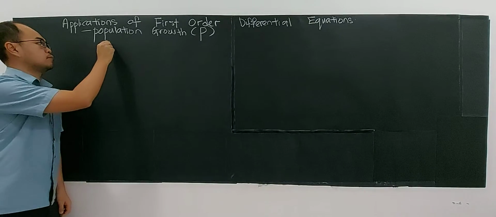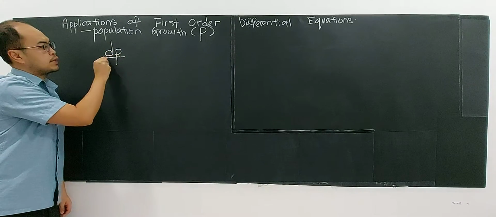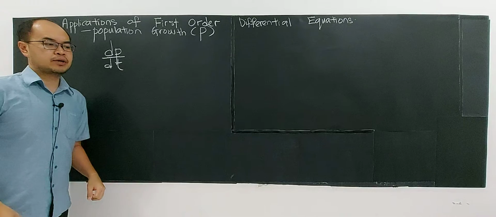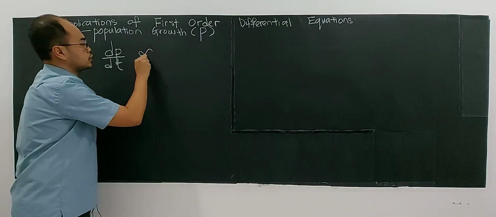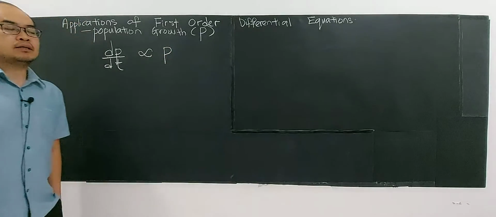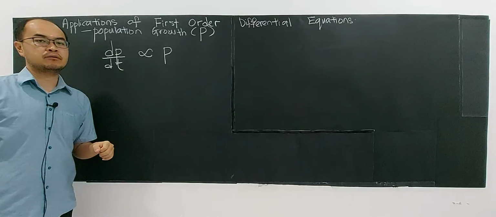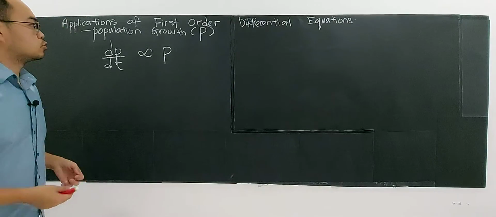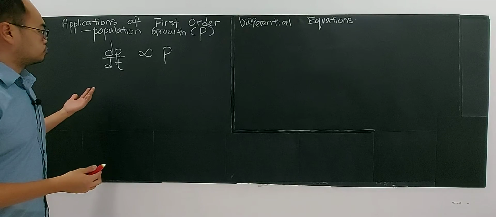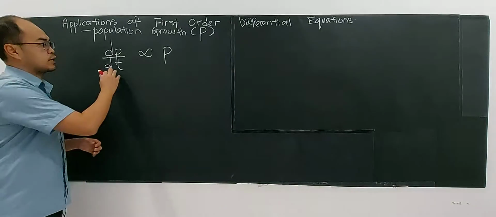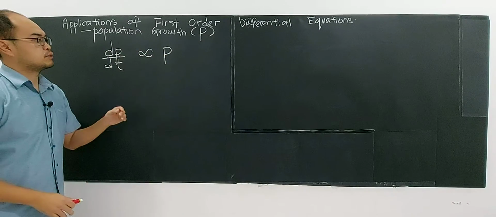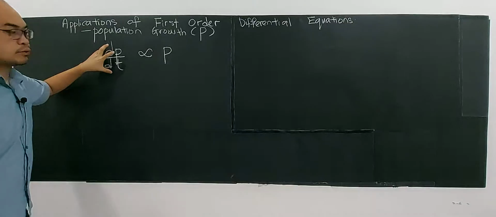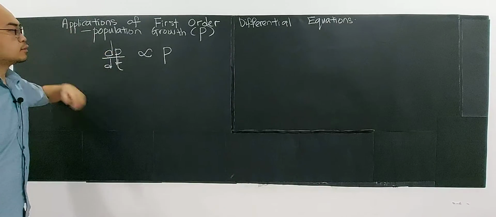For example, for human beings, we can say that the population growth dP/dt is something like the rate of birth, which is always proportional to the current population. This means that the bigger the population, the bigger the rate of birth. More people, more people giving birth, so more growth. That's why they are directly proportional. Or with bacteria, more bacteria means the rate of growth will be even higher, so they are directly proportional.